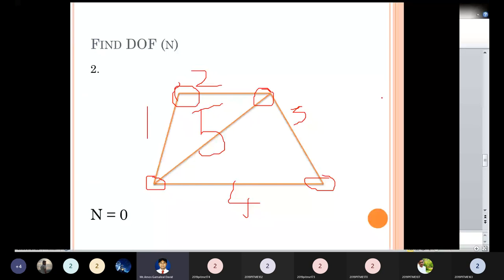Can you tell me? Two binary joints, two ternary joints. That's all, very good. Okay, two binary, two ternary. Now what is the value of J?